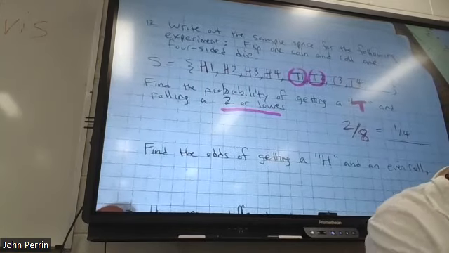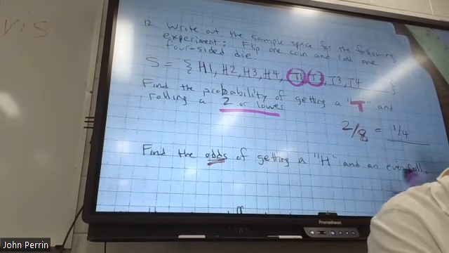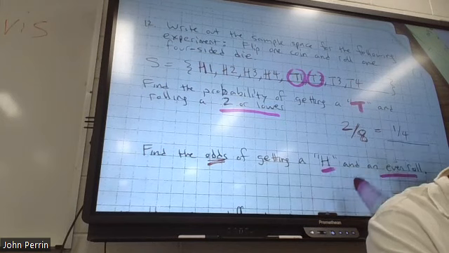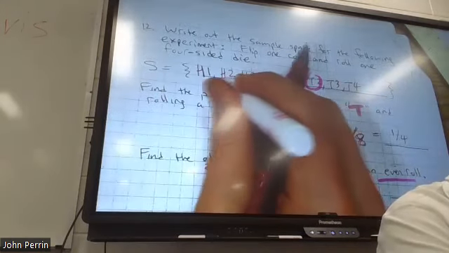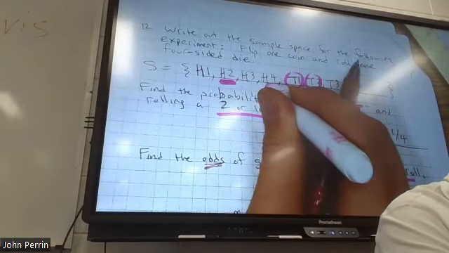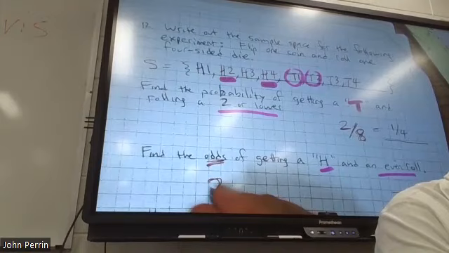Next question. Find the odds of getting a heads and rolling an even number. So let's find how many of those there are. How many are heads with an even number? So there's a heads with a 2, there's a heads with a 4, and that's it. That just happened 2 times.